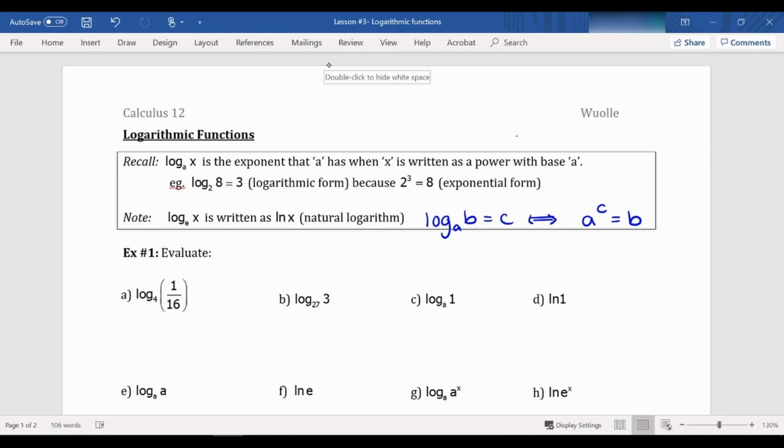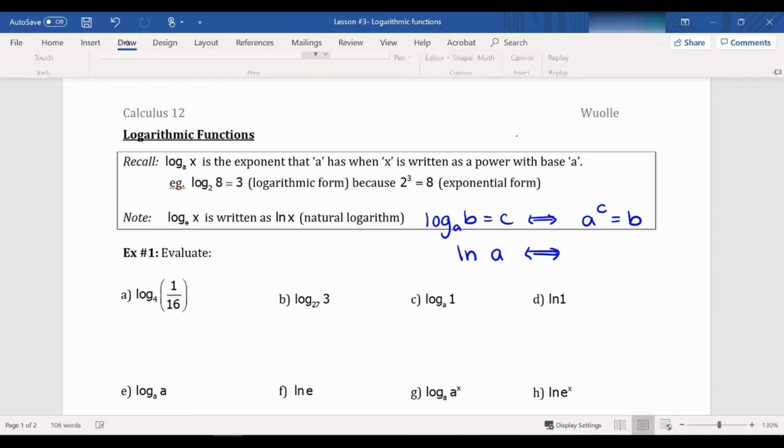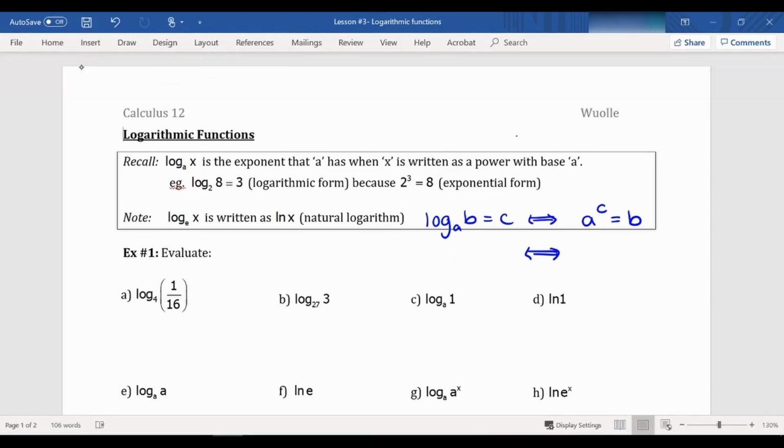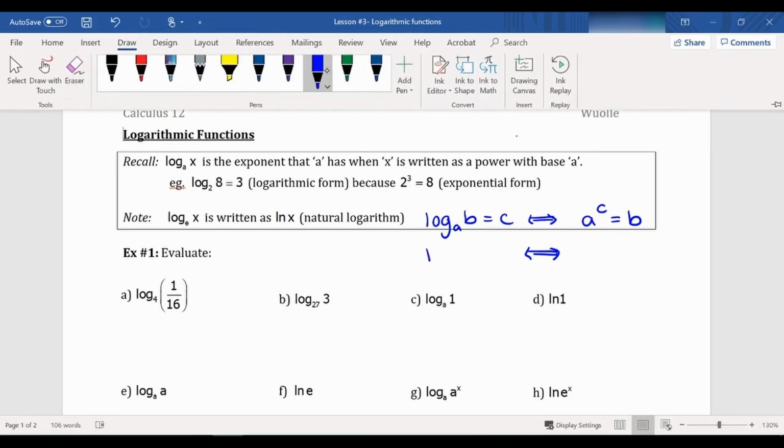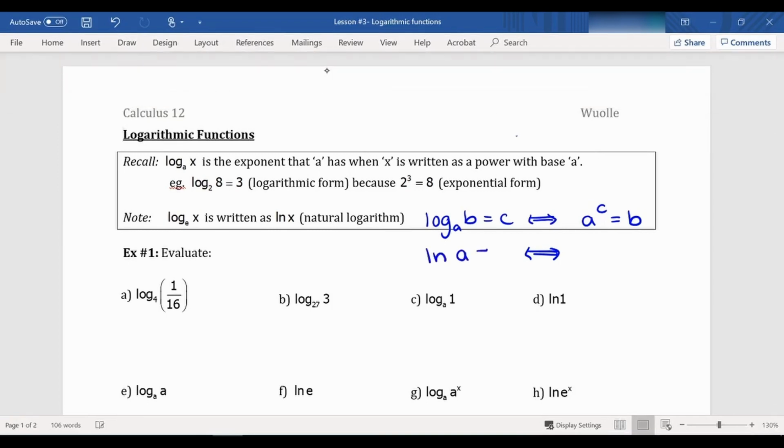If we were talking about ln, if you have ln of some number a equals c, this would be the same as e to the power of c equals a. So ln is really just a log with base e.